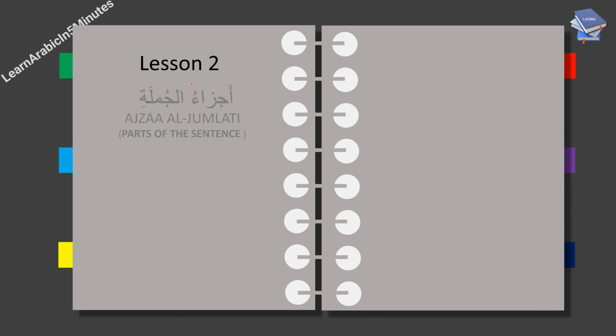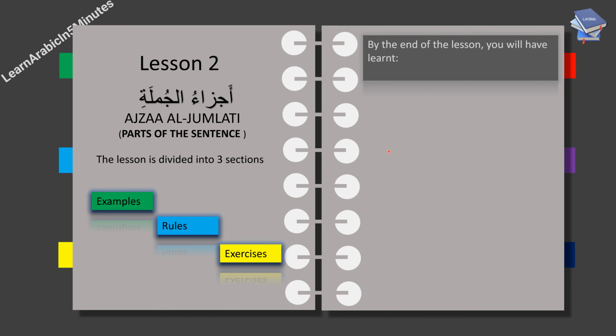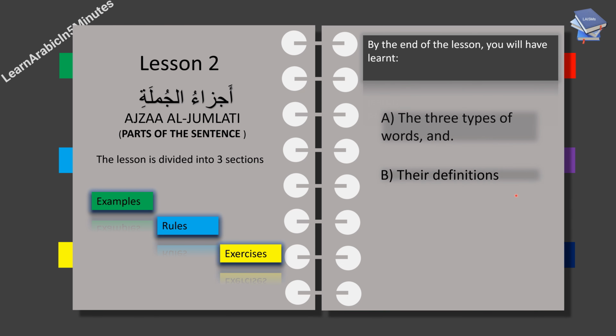Lesson 2, أجزاء الجملة, parts of the sentence. As usual, the lesson is divided into 3 sections: examples, rules, exercises. By the end of the lesson, you will have learned the 3 types of words and their definitions. While these 2 objectives serve as the main focus of the lesson, there are also secondary objectives that stem from them, such as learning about the types of ism, fi'l, etc.